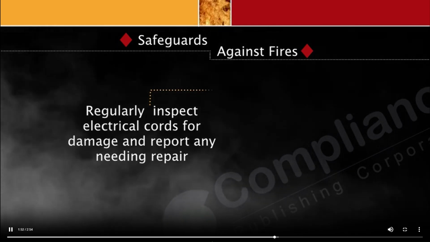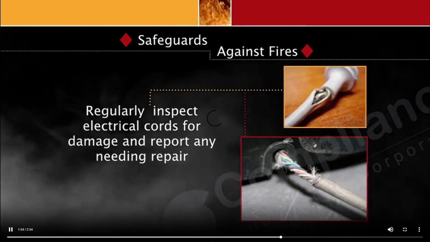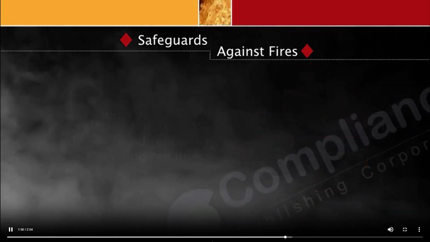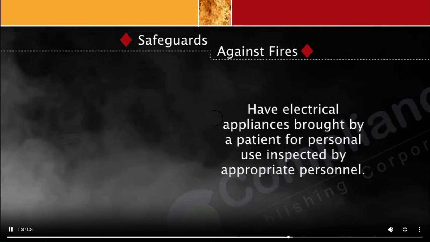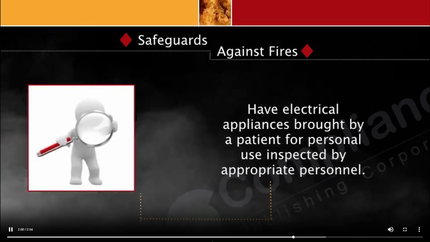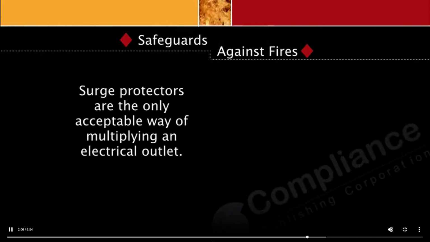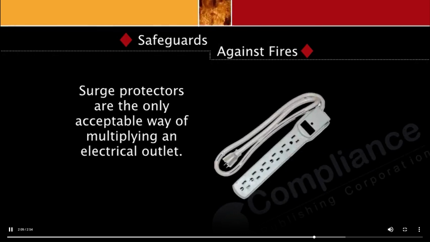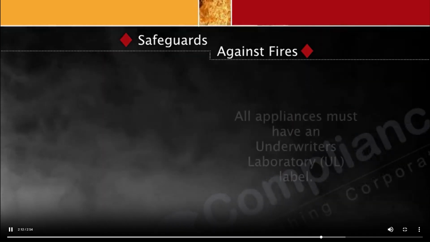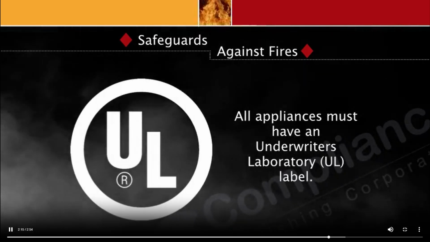Regularly inspect electrical cords for damage and report any needing repair. Have electrical appliances brought for personal use inspected by appropriate personnel. Surge protectors are the only acceptable way of multiplying an electrical outlet. All appliances must have an Underwriter's Laboratory label.